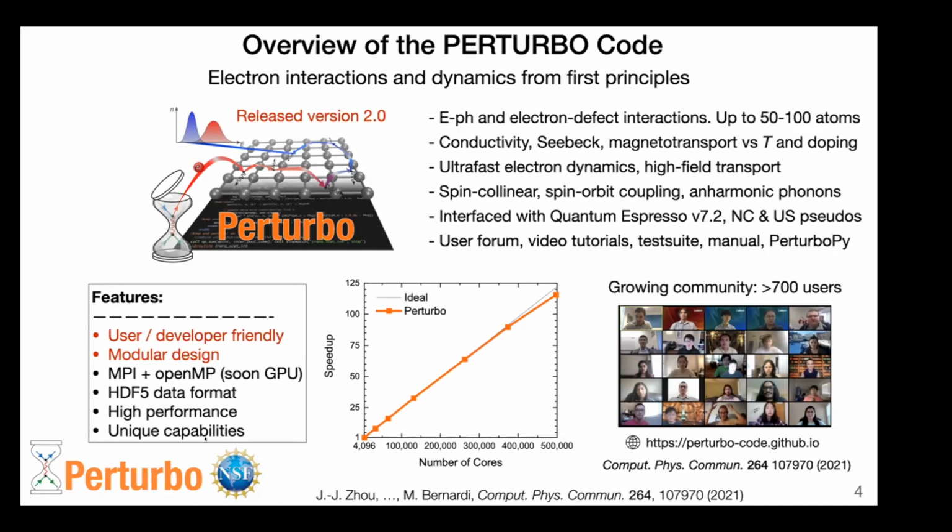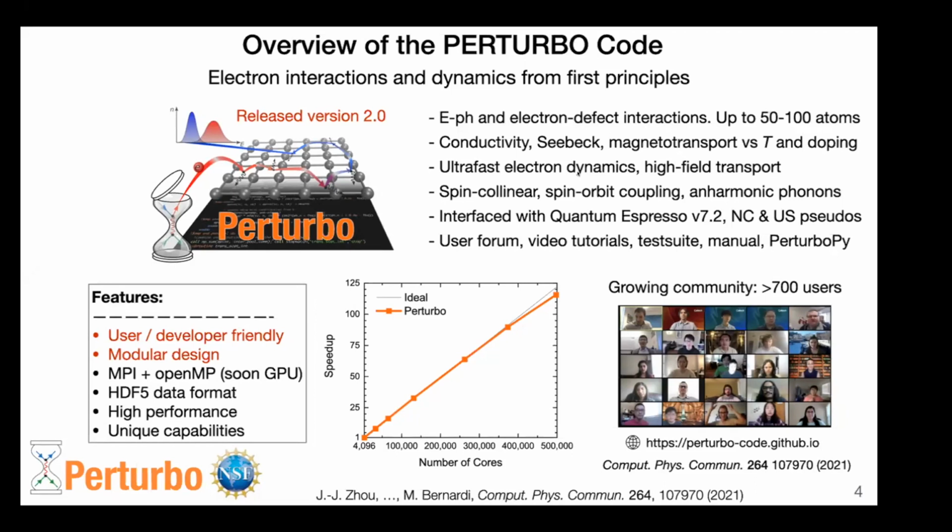The code also provides a unique set of capabilities. Now, there's a growing number of codes focusing on electron-phonon calculations, but some of the workflows described here, for example, transport at high fields or magnetotransport or nonequilibrium dynamics, the Boltzmann integration framework. These types of calculations done from first principles, basically Perturbo is the only code that currently provides these capabilities.